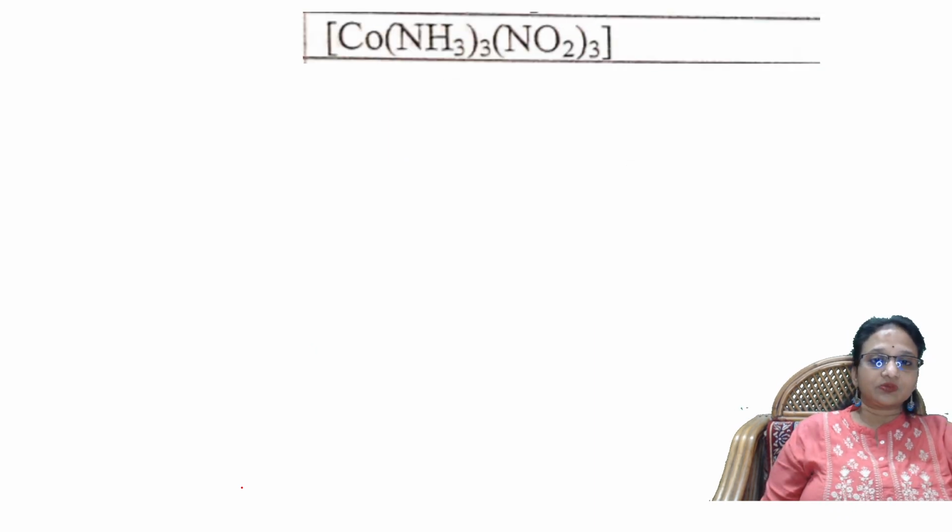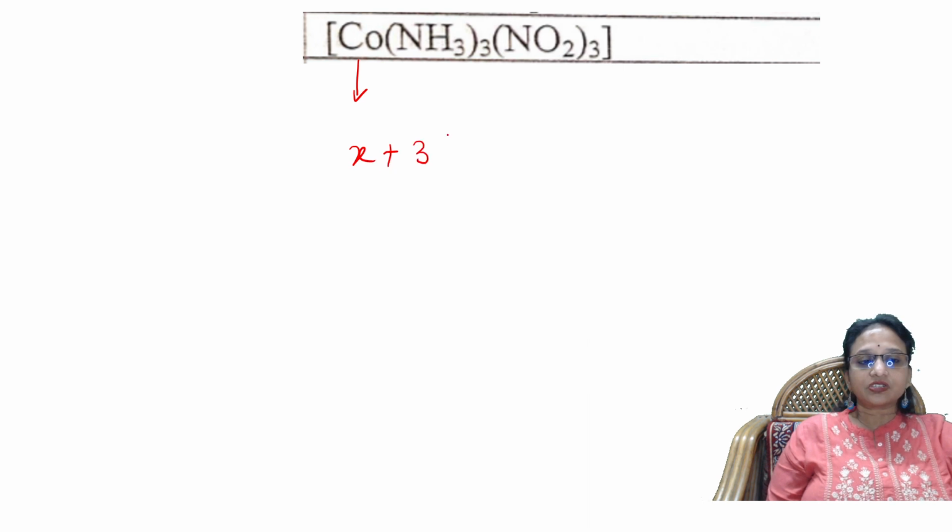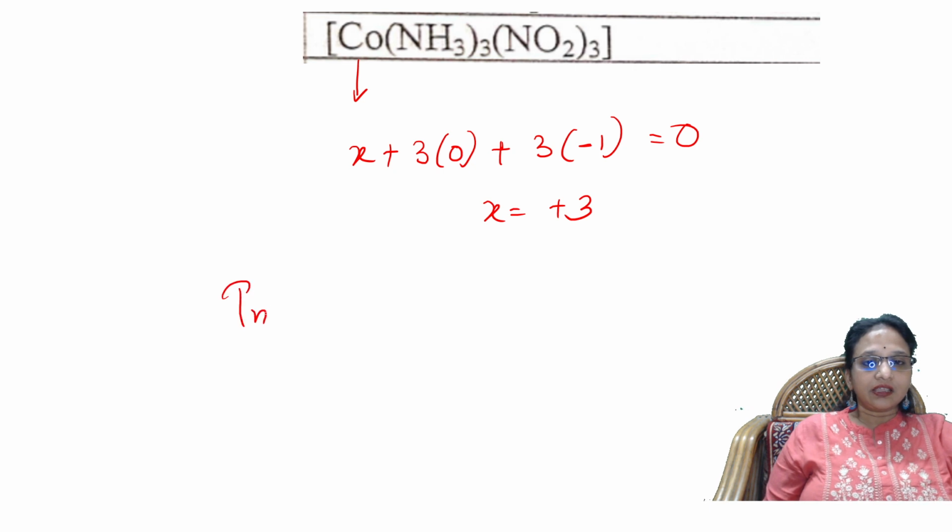Okay, next one. Let us take this example and see. Okay, right. Calculate. This is X. This is neutral ligand. Nitro is -1 is equal to 0. X is equal to 3. Name it. Triamine.